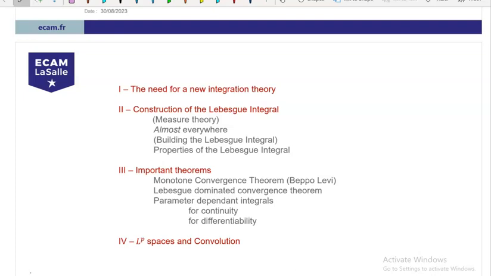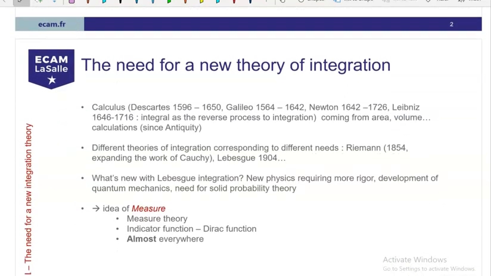Right, and then finally we'll have a fourth section about some specific functional spaces and a new idea which is called convolution. All right, but for today we are planning to go over sections 1, 2, and I think we should have enough time to go over the Beppo-Levi monotone convergence theorem. So let's see. All right.